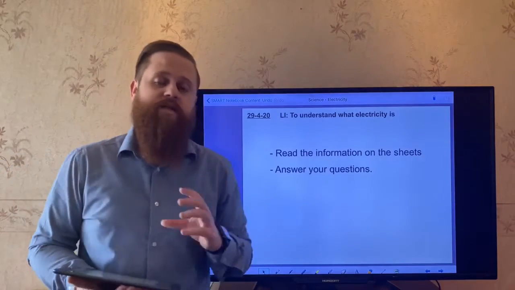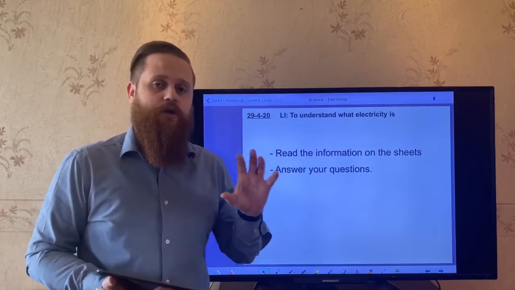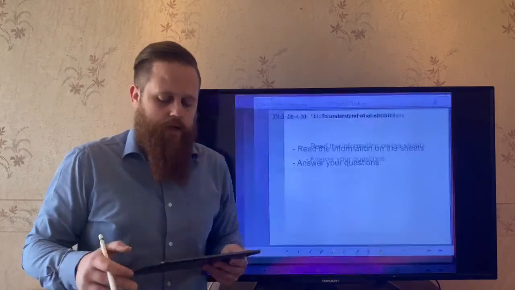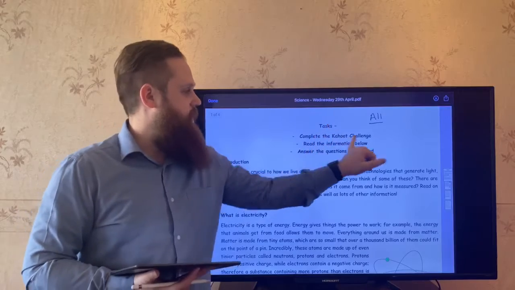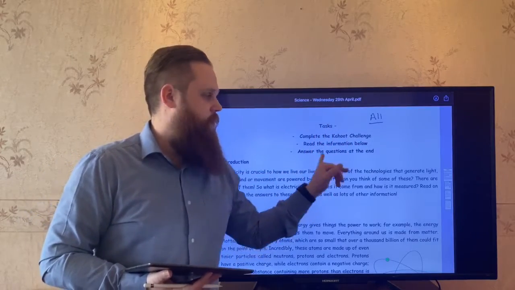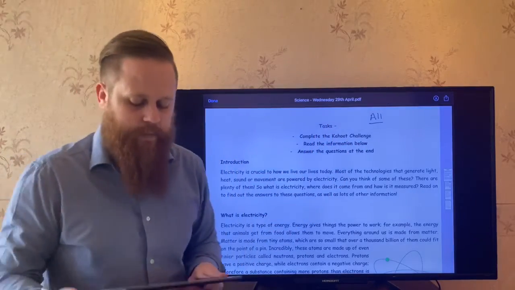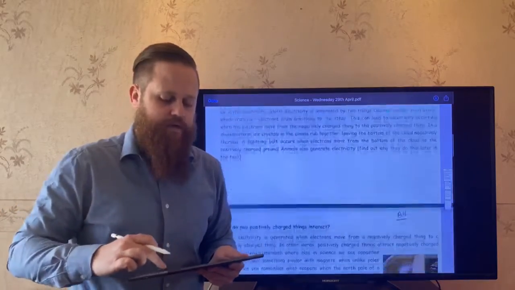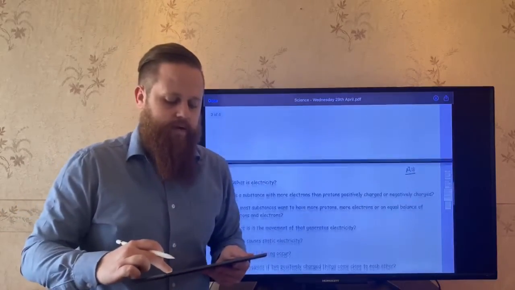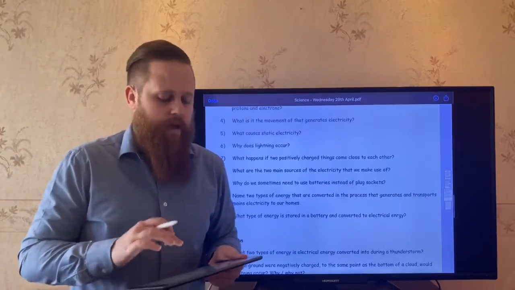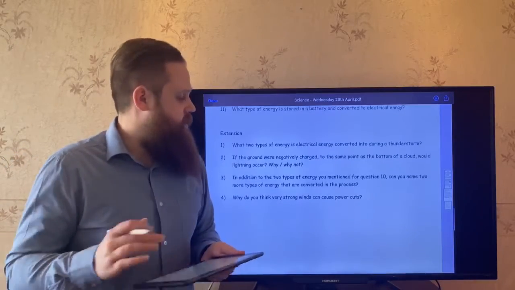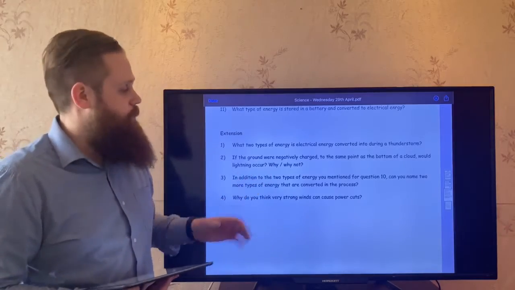So after that brief introduction to our unit, I would like you to read the information on your sheets and then answer the questions at the bottom. The sheet is very similar to what you've had the last couple of weeks. You can see here the tasks: complete the Kahoot challenge, read the information below, and answer the questions at the end. As you go down, you've got your 2 pages of reading to read, and then you've got your questions at the bottom. They are for everyone. There are 11 questions, and there are some extension questions at the bottom.